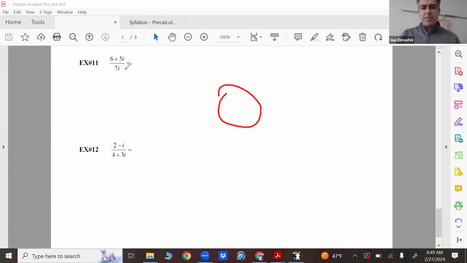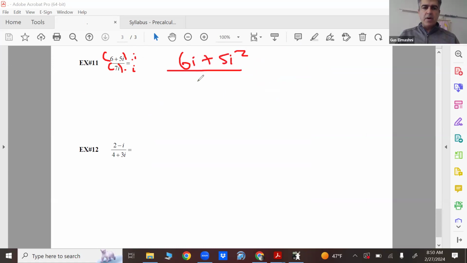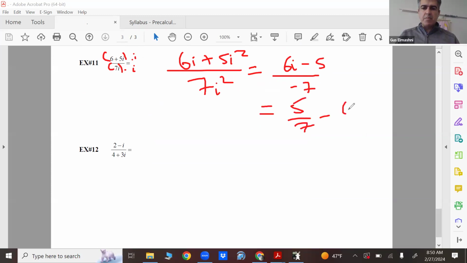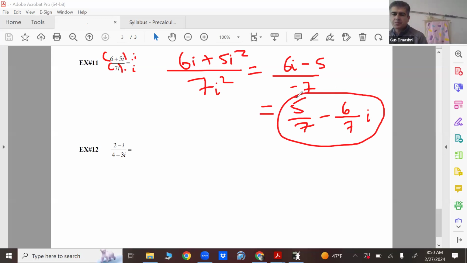Now in this case, I'm going to multiply top and bottom by i, because I will at least get rid of the i in the bottom. So I get 6i plus 5i squared over 7i squared. That's 6i minus 5 over negative 7. That's 5/7 minus 6/7 i. That's all. Make sense?